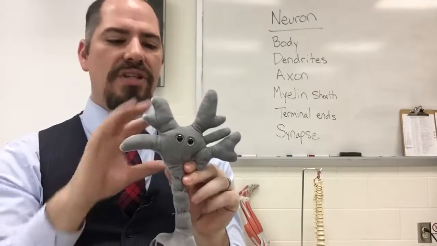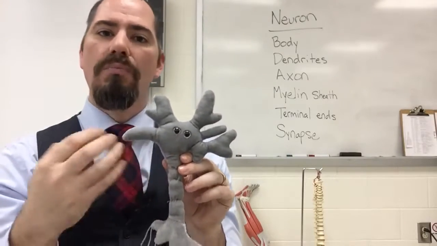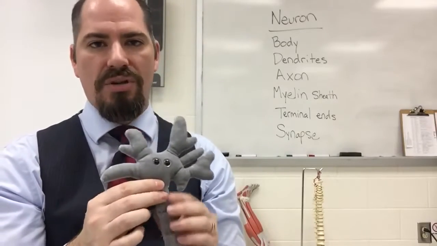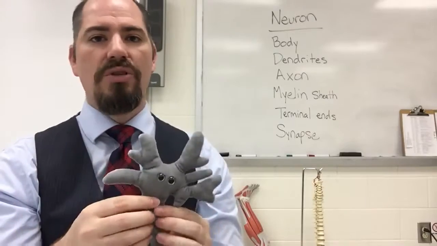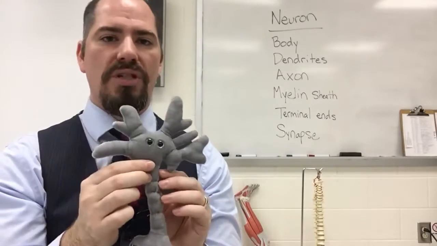If the signals of this neuron are heading toward the central nervous system, we say it's a sensory neuron. If the signals are heading away from the central nervous system, we say they are motor neurons. And if it's sending signals between areas of the central nervous system, so between two brain regions or between the spinal cord and the brain, we say they're interneurons or associative neurons.